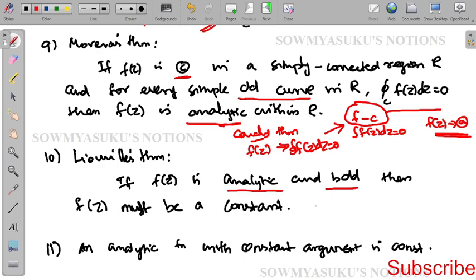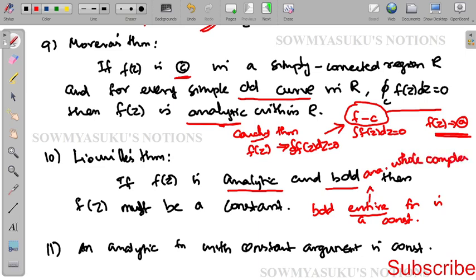In short, we can say that a bounded entire function is constant. This is also Liouville's theorem. Bounded entire. Entire means analytic in the whole plane, the whole complex plane. So it is otherwise said as: a bounded entire function is constant.